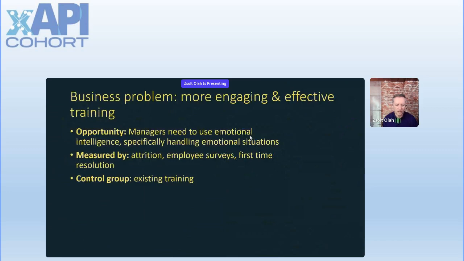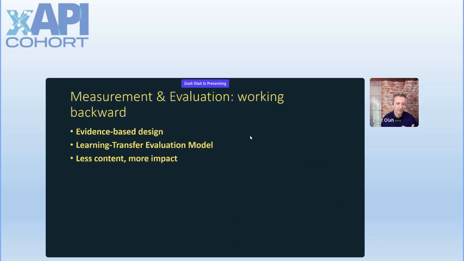So here's our little project. It was a proof of concept. We had an already existing project for managers learning about emotional intelligence, and specifically how to handle emotional situations with their direct reports. There was already measurement set up for the original one. And so our proof of concept was, can we build something that is more engaging and more effective at the same time?